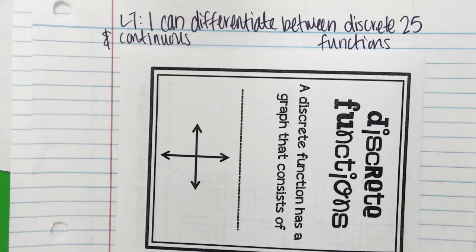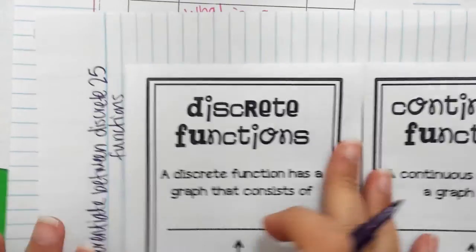So the first one we're going to talk about are discrete functions. Then we're going to talk about continuous, and then you'll be able to finish your study guide. Is everyone ready? So discrete functions.